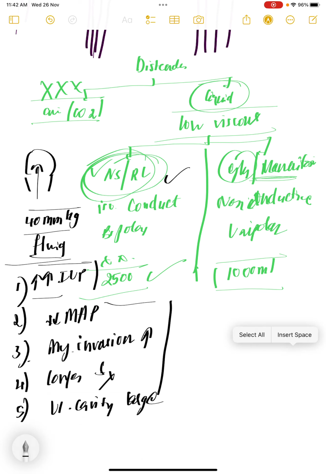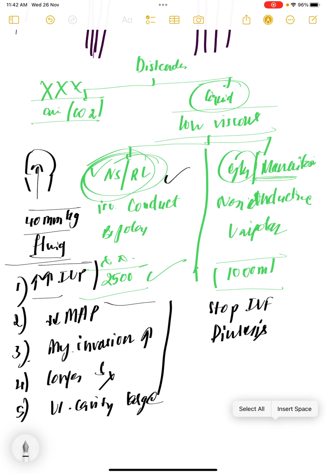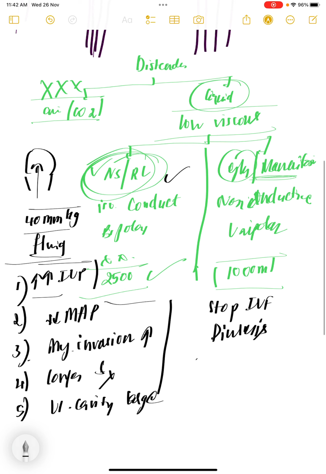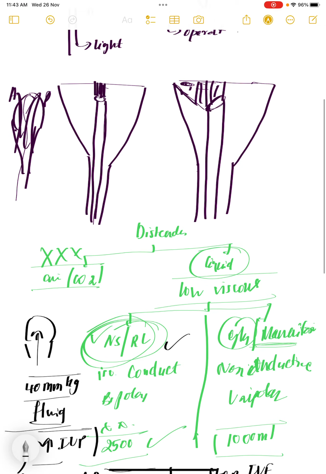So what to do when there is fluid overload? First, stop the IV fluid, give her diuretics, and then look for any symptoms, whether she is developing nausea, muscle cramps, or electrolyte imbalance, finally going into cerebral coma. So this is the dreaded complication of hysteroscopy, cerebral coma and pulmonary edema. So this is in brief about distending media which is used in hysteroscopy.